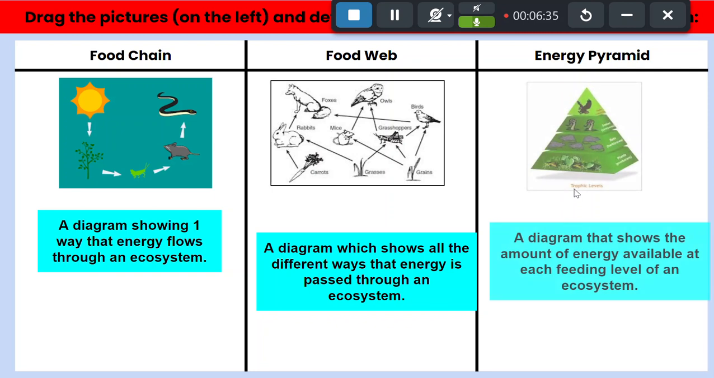Finally, our energy pyramid is a diagram that shows the amount of energy available at each feeding level of that ecosystem. So if my bottom level is all of those producers, there's a lot of energy available. The producers are getting their energy from the sun and producing glucose. They're producing their own foods.